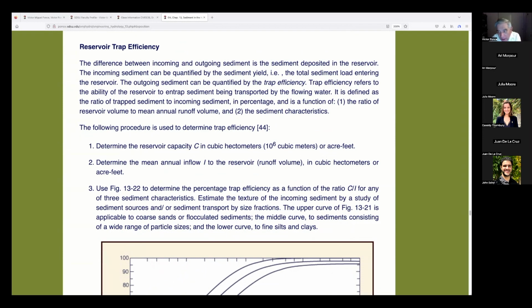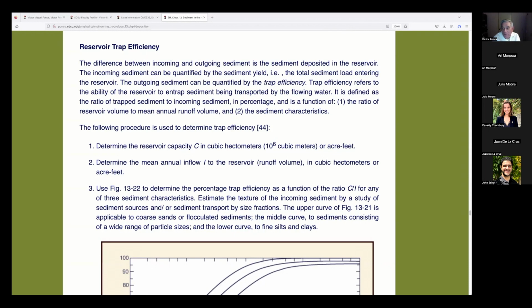We don't know how small it is. That's the rationale for the Brune curves that we're going to study right now. The incoming sediment can be quantified by the sediment yield. In other words, the sediment delivered to a point downstream. That we call sediment yield. The total sediment load entering the reservoir.